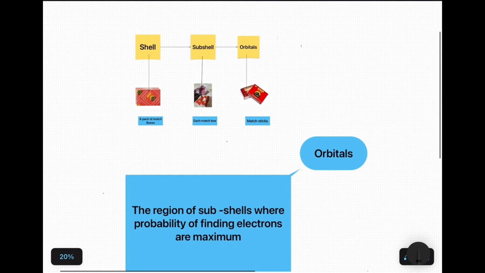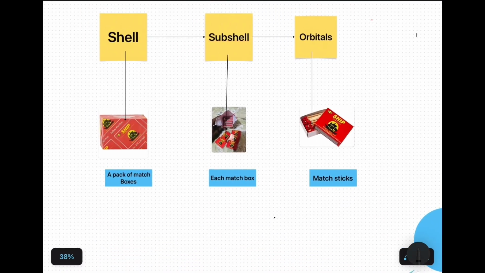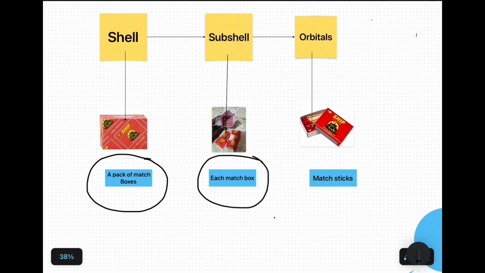Now let me give you an easy example of cell, subcell and orbitals. So friends, if you think of a pack of matchboxes, a whole pack is like a cell, then each matchbox inside the pack of matchboxes is like a subcell, and the matchsticks inside each matchbox are like the orbitals.